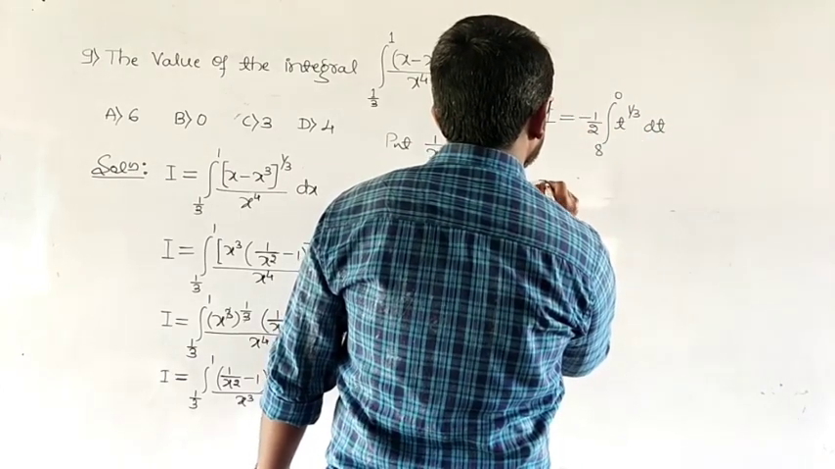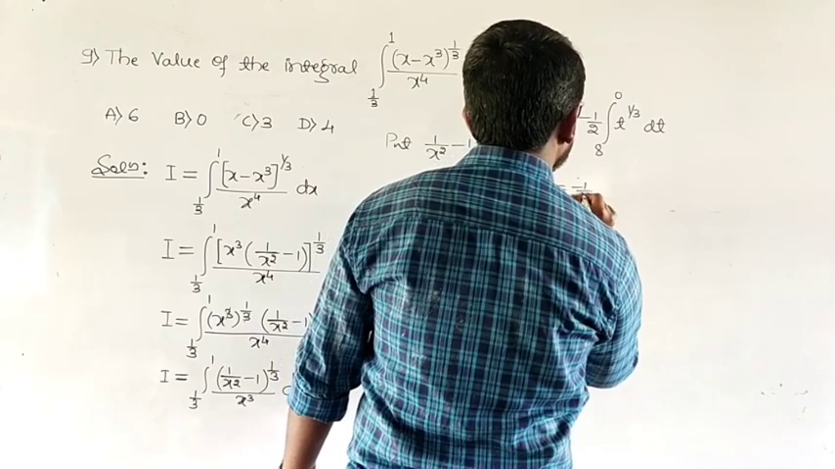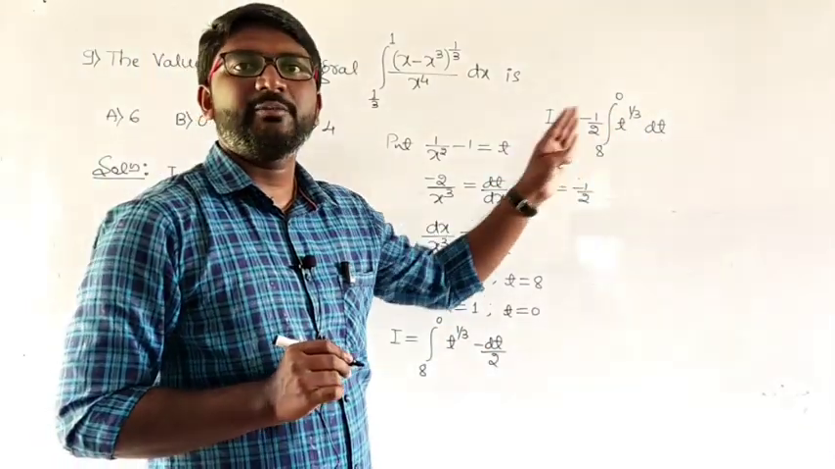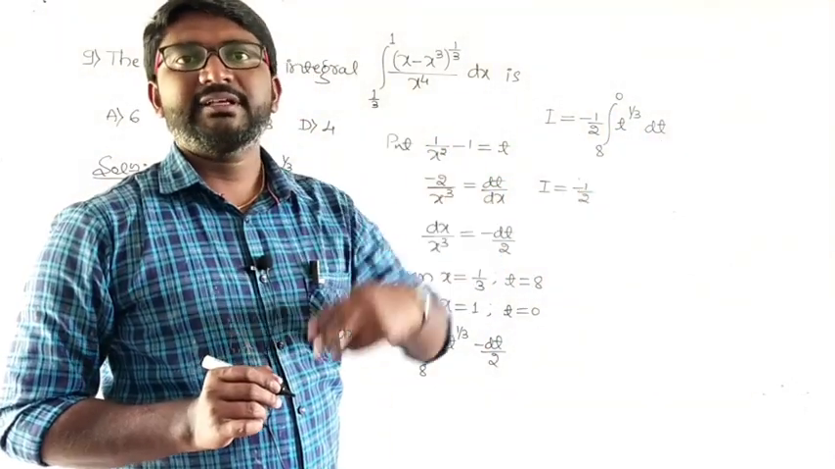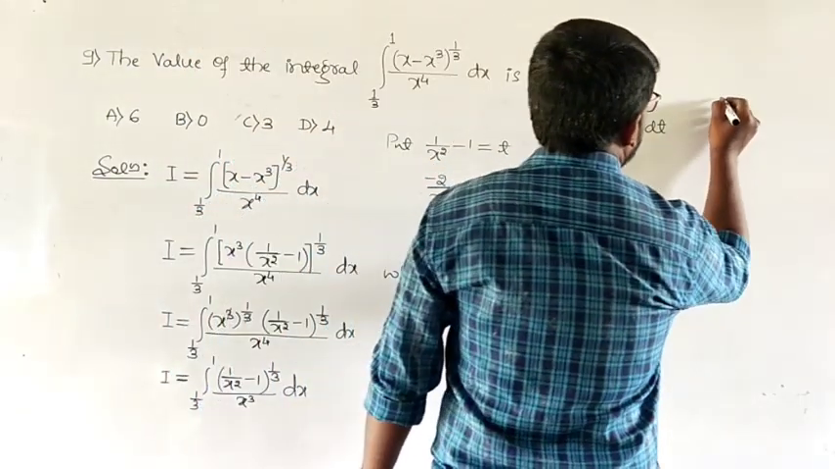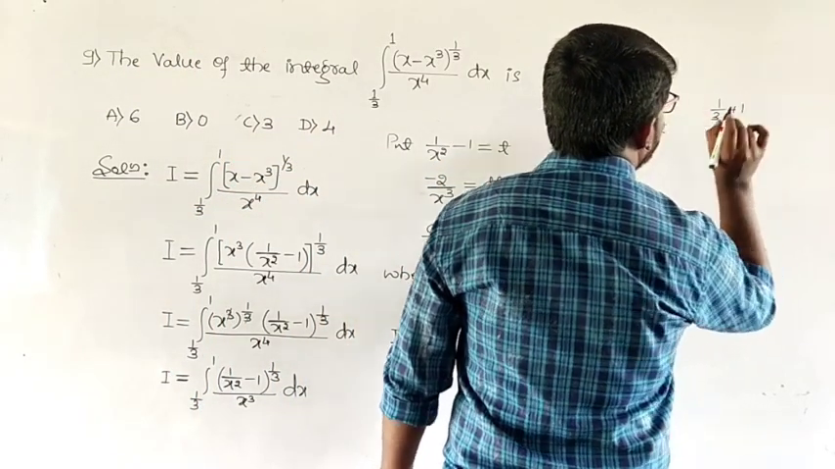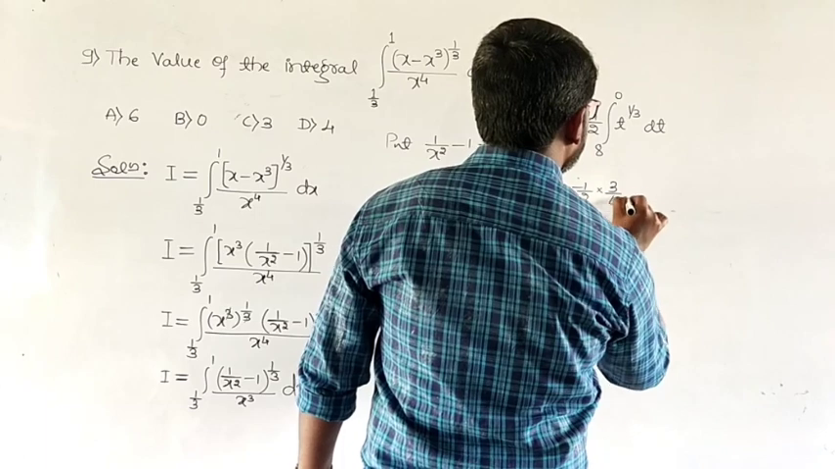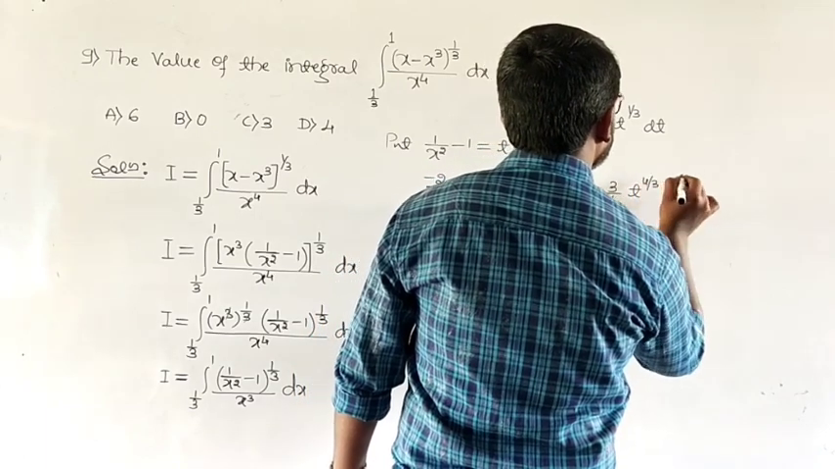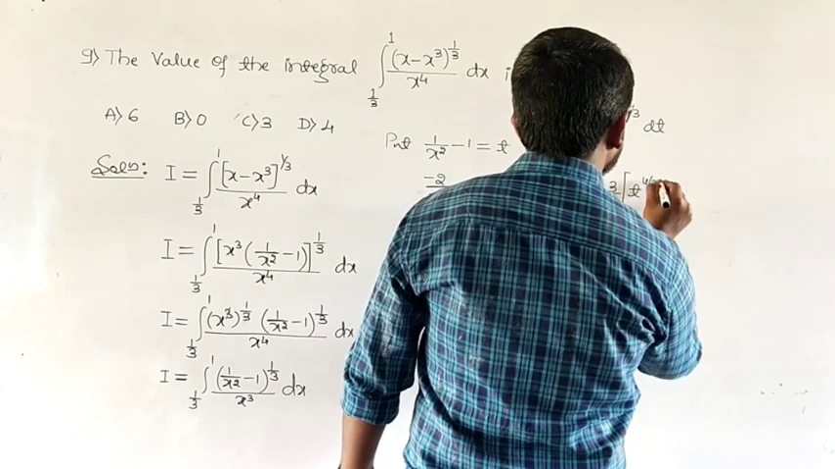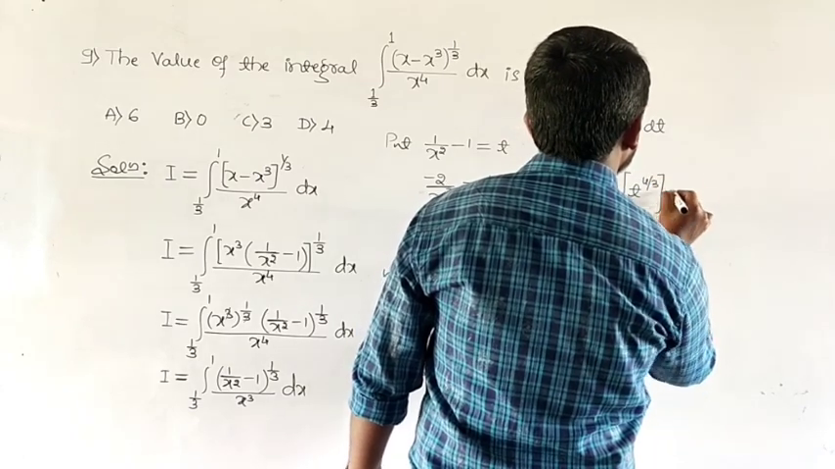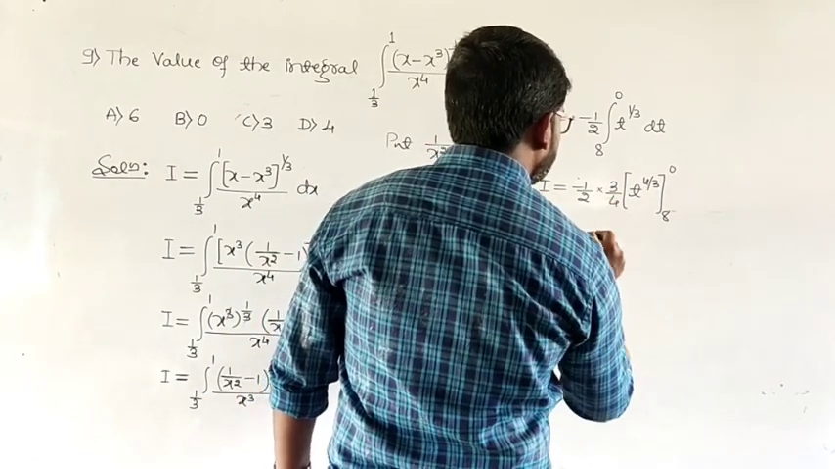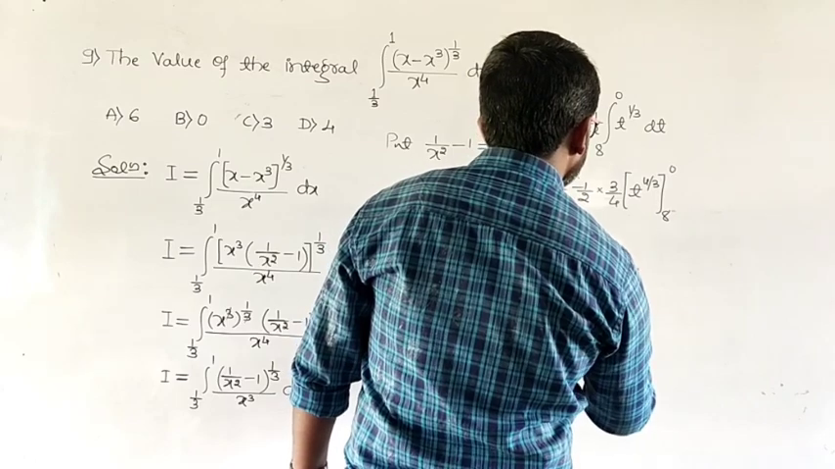So write minus 1 by 2 as it is. Then integration of t raised to 1 by 3 will be t raised to 1 by 3 plus 1, divided by 1 by 3 plus 1. 1 by 3 plus 1 will be 4 by 3. So here into 3 by 4, t raised to 4 by 3, then apply the limits, 8 to 0. So now I is equal to minus 1 into 3, it is minus 3 divided by 8.